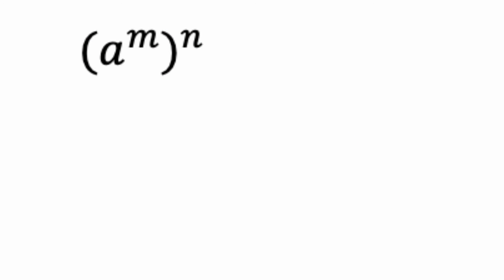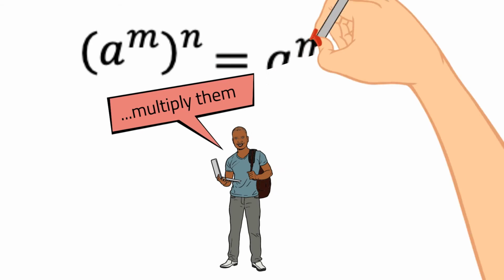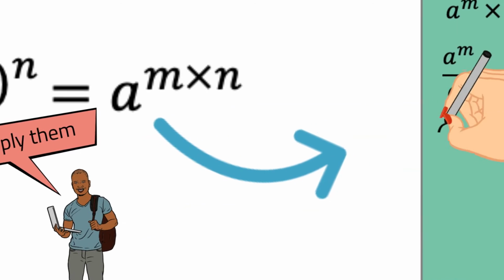So here's our generic one. If I have a to the power of m to the power of n, how do I simplify this expression? What do I do with the m and the n? I multiply them together, so I have a to the power m multiplied by n. Please add that to your laws of indices.